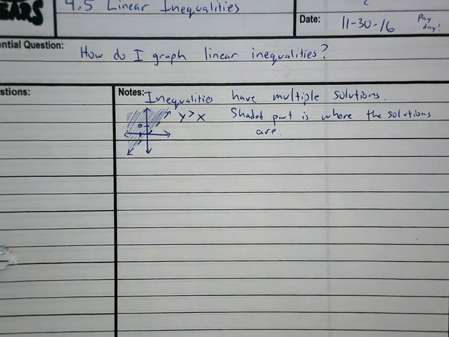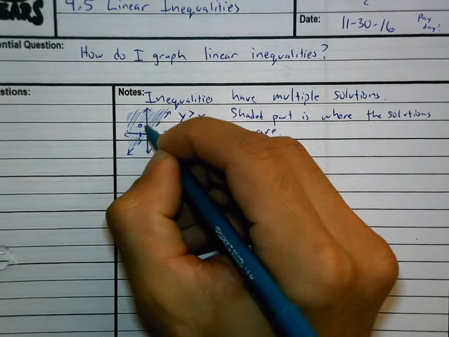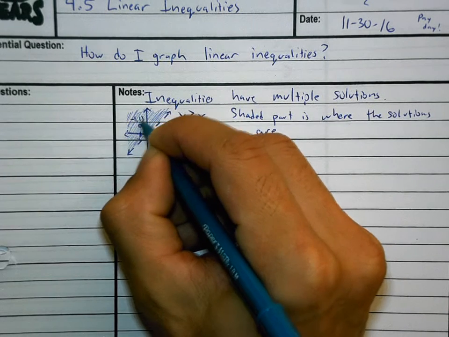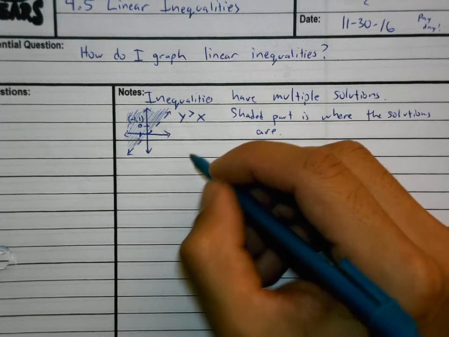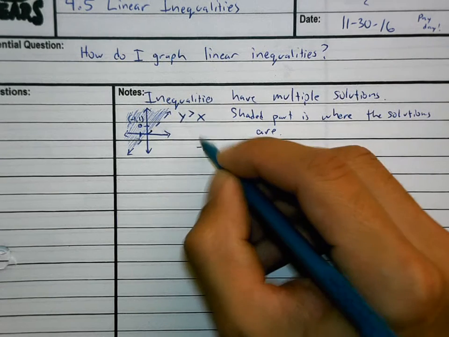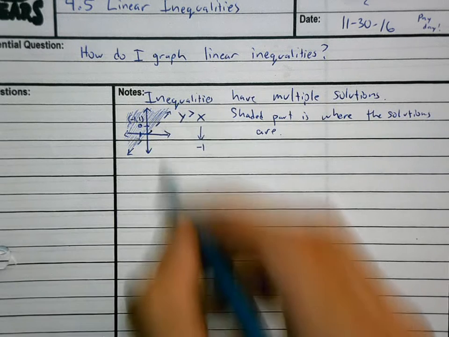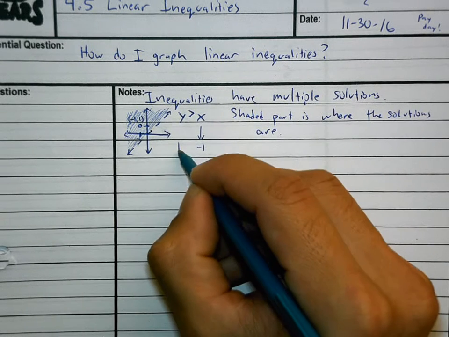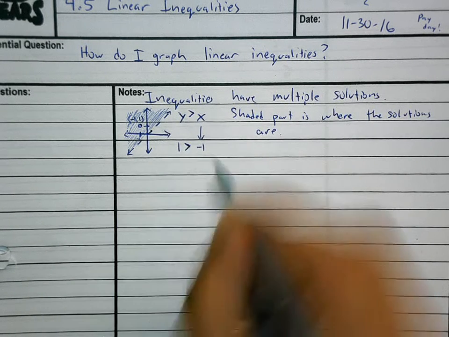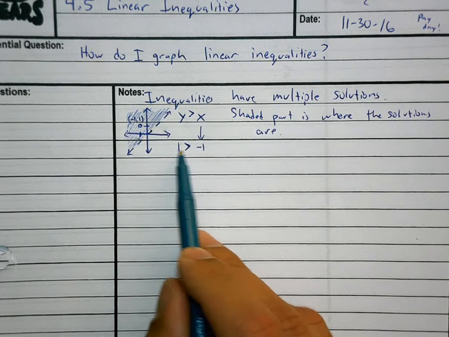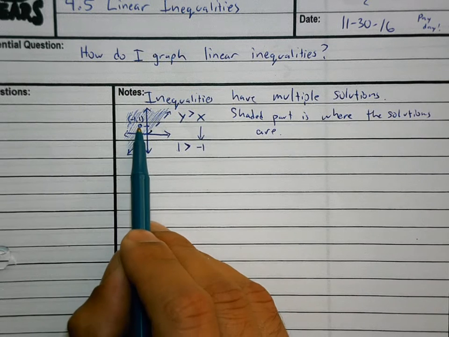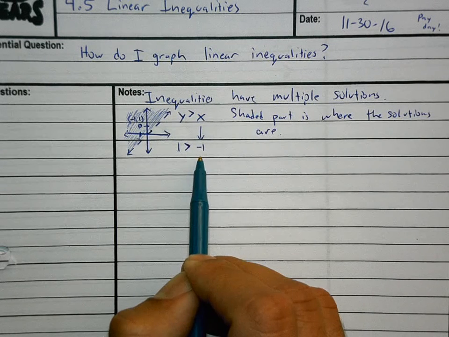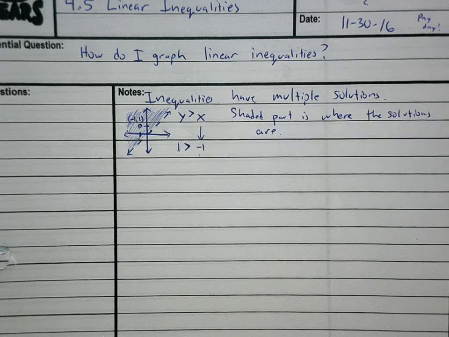This point here is the point negative 1, 1. That's what that point is right there. And I want to show you that it works. When x is negative 1 and y is 1, is 1 greater than negative 1? Yes. That means this point here is a solution to that inequality.